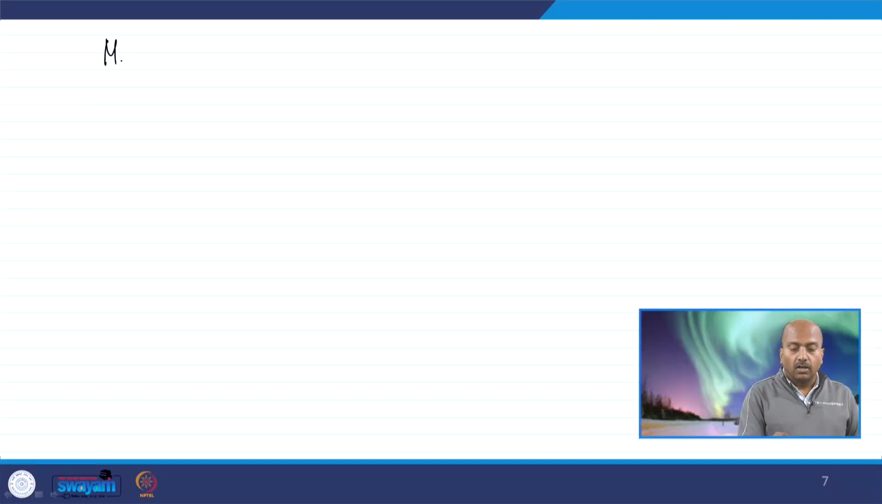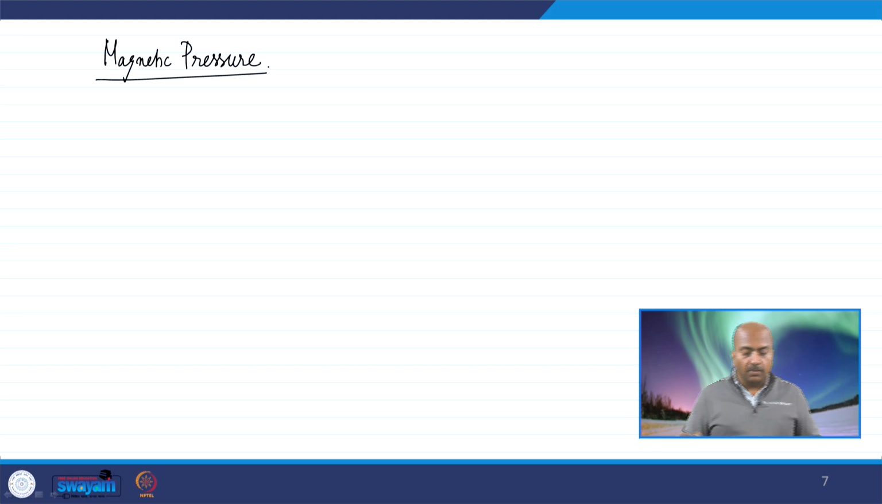In addition to the governing equations, we will discuss what are called consequences of these governing equations, or the fluid description of plasma. We will discuss what is called the magnetic pressure. Magnetic pressure is very important when you are trying to understand the balance between the solar wind and the magnetosphere. Okay. So, let us consider a neutral plasma.